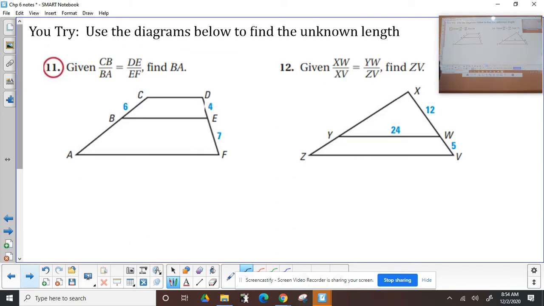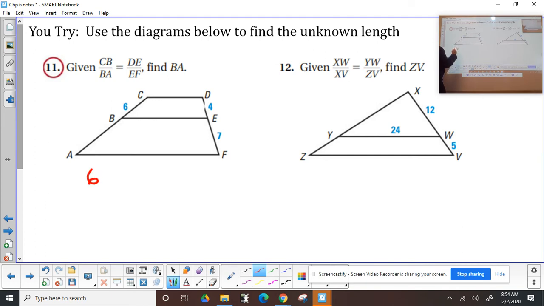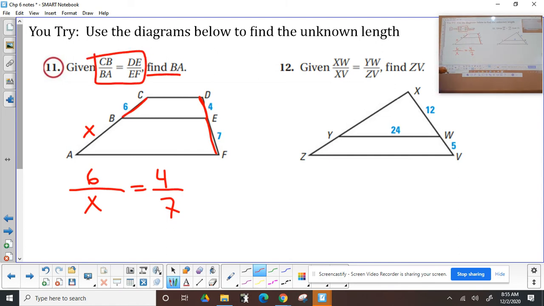Here are the you try it problems. I will go over these ones as well. You guys had to do these on your own in class, and then we went over them. So I'm setting up CB, which is 6, over AB, which they don't actually give me a value for, because we need to find that. So I'm going to call that one x, and that equals DE, which is here, which is 4, over EF, which is 7. I'm just filling in the blanks with the proportion that they're giving me.